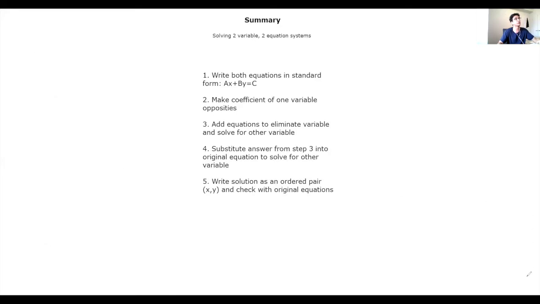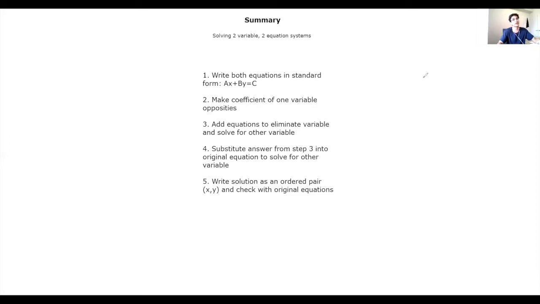So with that out of the way, we're just going to go over the summary of what we had in this video. We went over how we were able to solve a 2-variable, 2-equation system. Once again, the first step was to write both of the equations in standard form, ax plus by equals c. So you want the constant on one side, and you want the coefficients with their respective variables on the other. The second step is to make the coefficients of one variable opposites.